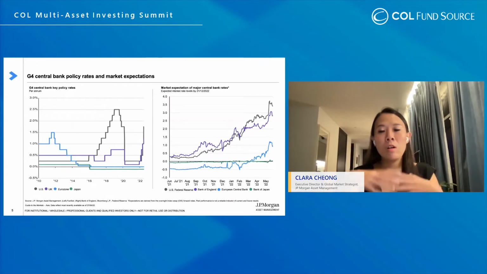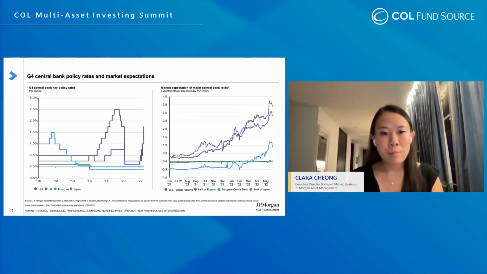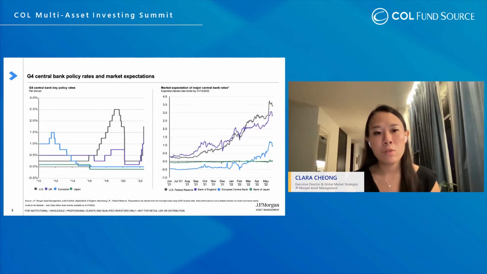So what does all this actually mean for the rates markets? At JP Morgan, our expectations are for the federal funds rate to rise to between 325 basis points and 350 basis points by the end of this year, which basically means 75 basis points, 50 basis points, 25 and 25 basis points rate hikes for the rest of this year. So this is in line with what the Fed has guided the Fed funds rate to be at the end of 2022.